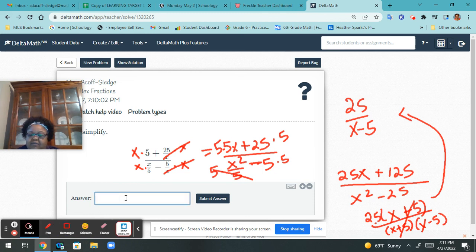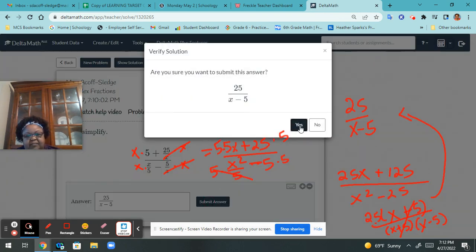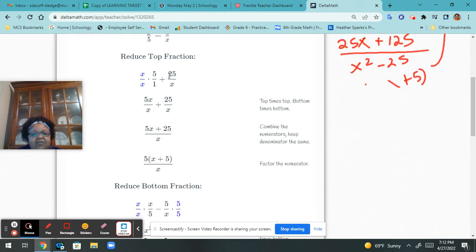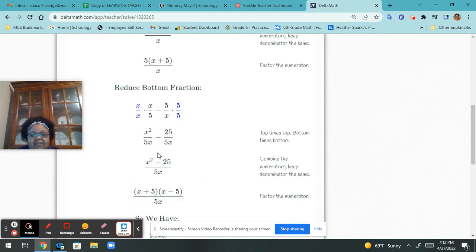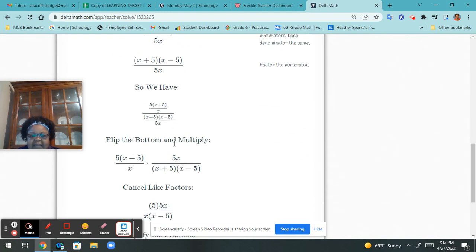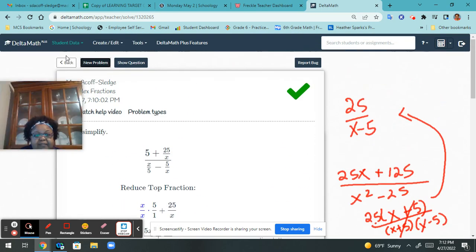Let me check the answer right quick. 25 over x minus 5. You better say I'm right. Yeah. Okay. See, they reduced their top fraction first and then the bottom fraction and then divided them. That gets you into keep, flip, change, and that adds too many changes in there. So I don't do it that way.